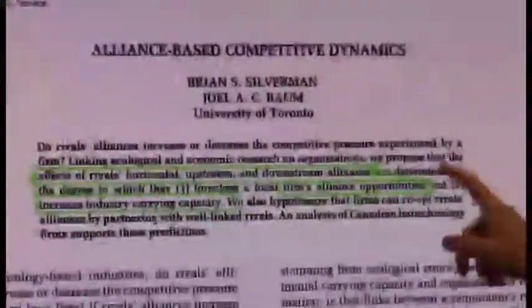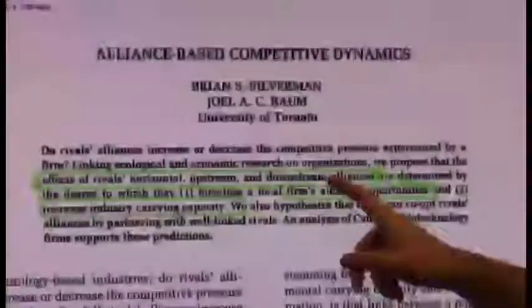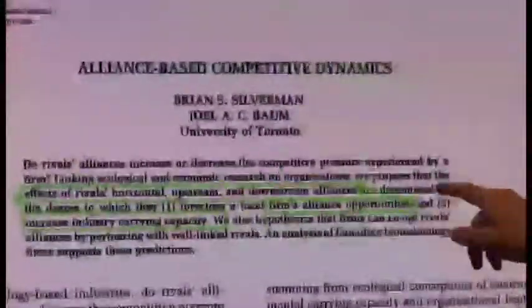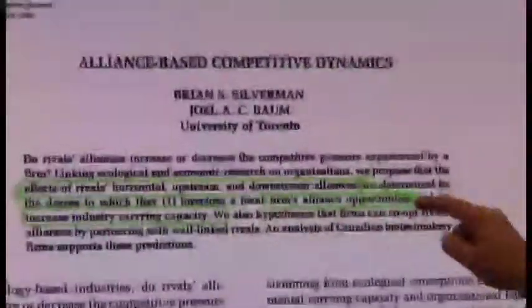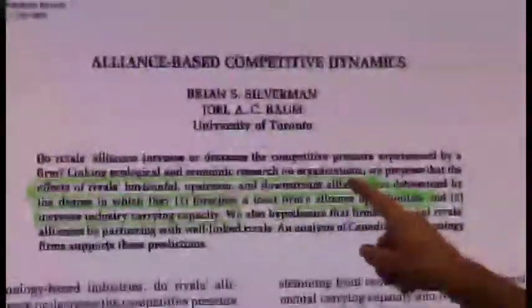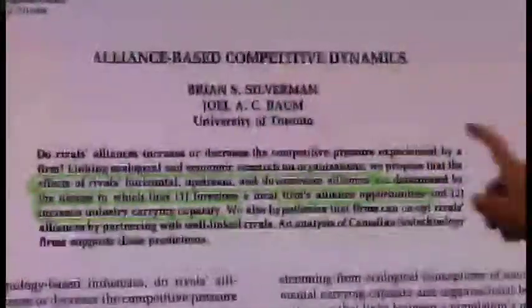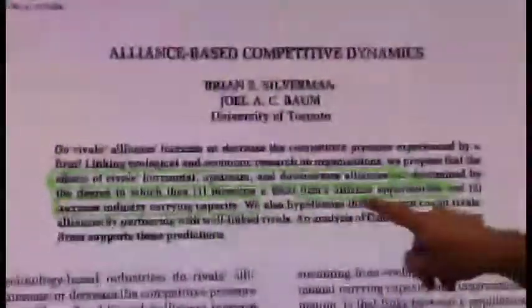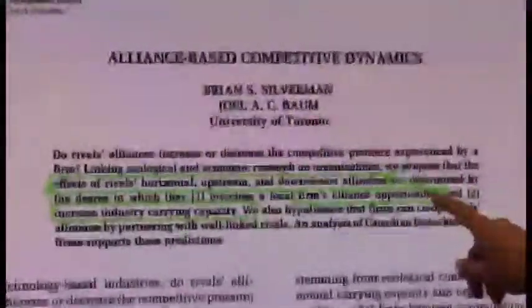Linking ecological and economic research on organizations, we propose that the effects of rivals' horizontal upstream and downstream alliances are determined by. So we stop there and we say, okay, the effects of are determined by. This is our hint that we've got a cause. Apparently, they're determined by, so this is our why. Apparently this is what they care about, the phenomenon. So what are they determined by? Well, the degree to which they foreclose a focal firm's alliance opportunities and increase industry carrying capacity.